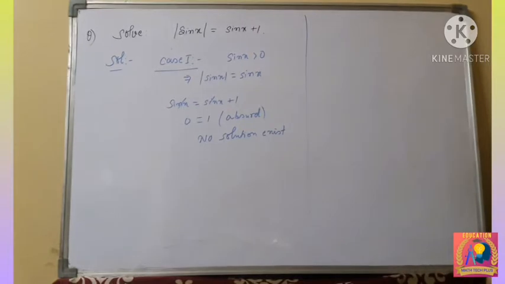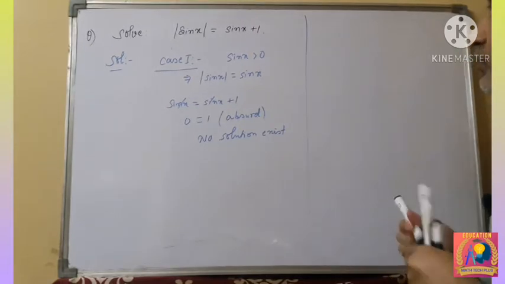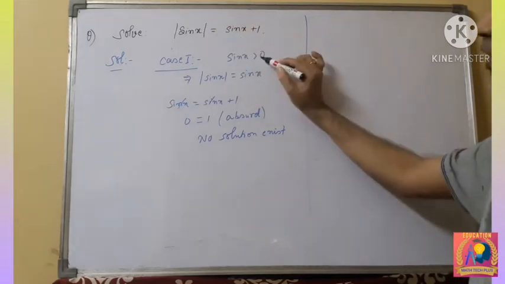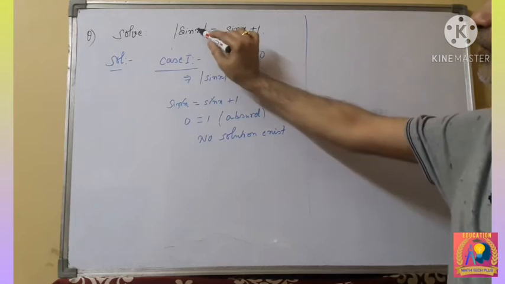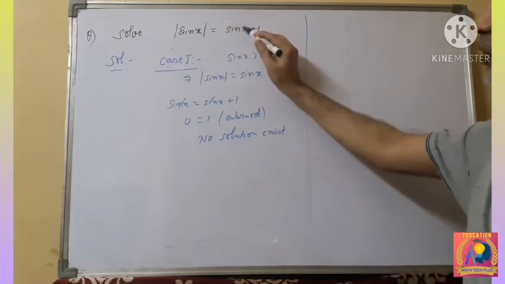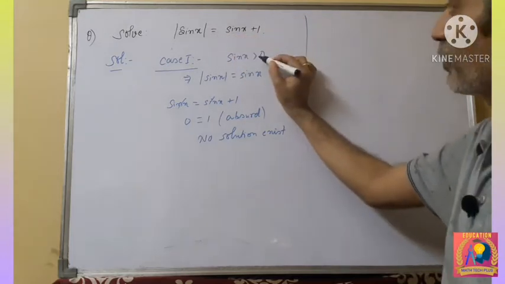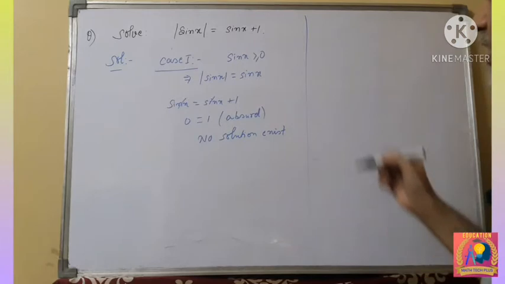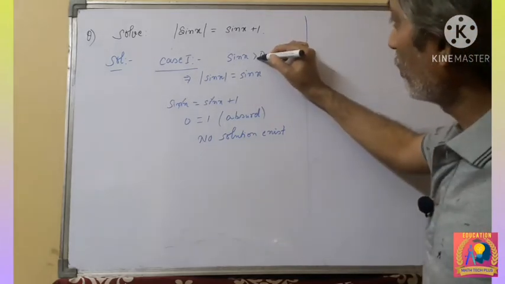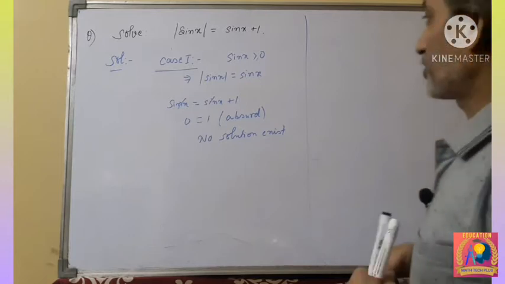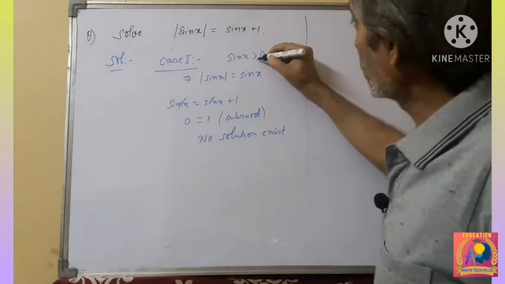Now we are going to see case 2. Even you can include 0 as well. Check 0: sin 0 is 0, and 0 plus 1 is not 0. So you can include this. When sin x is more than or equal to 0, no solution exists.